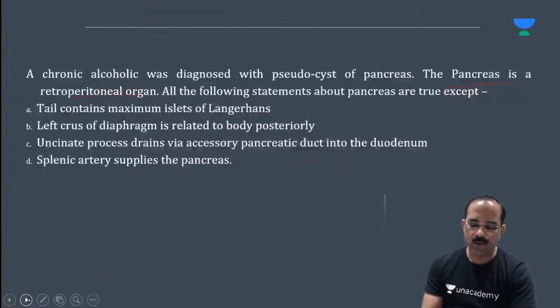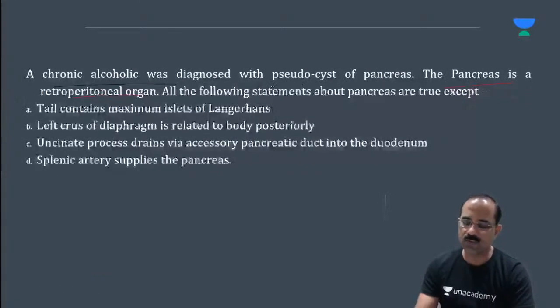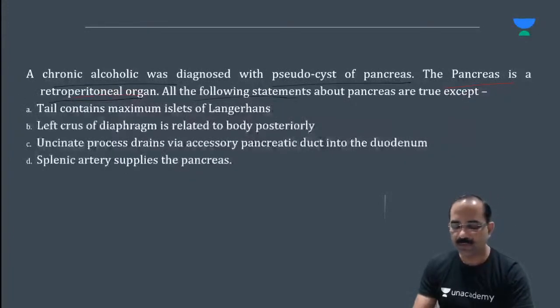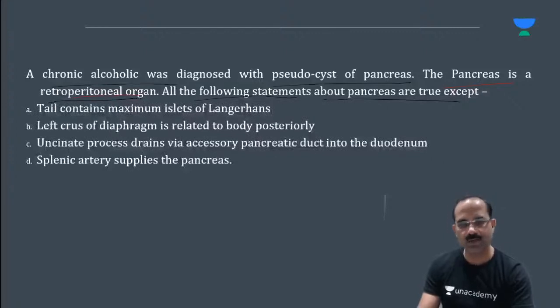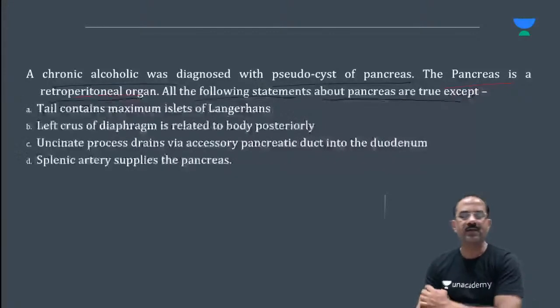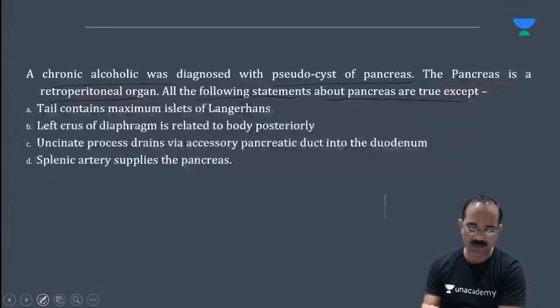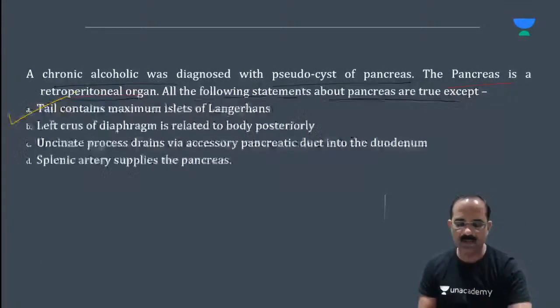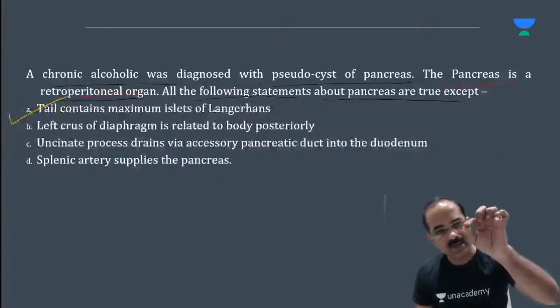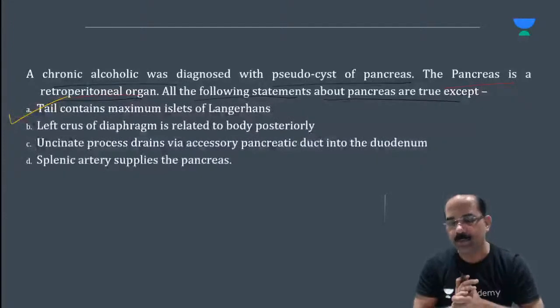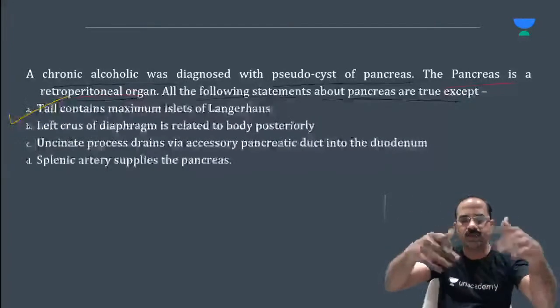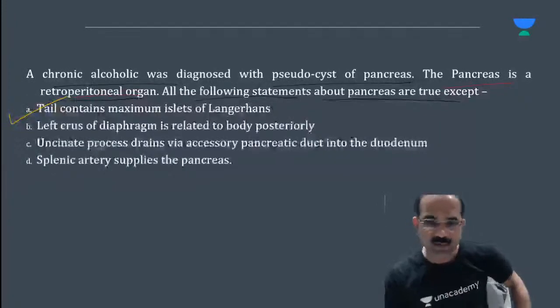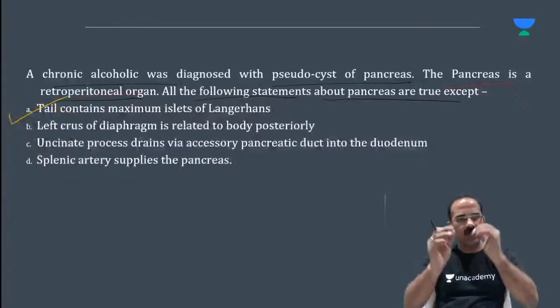A chronic alcoholic was diagnosed with pseudocyst of pancreas. The pancreas is a retroperitoneal organ. All the following statements about pancreas are true except: the tail contains the maximum islets of Langerhans. What do you say, students? Come on, answer. Yes, the maximum islets of Langerhans are present in the tail of the pancreas. Correct. And the tail of the pancreas lies in which ligament? The lienorenal ligament. Correct.